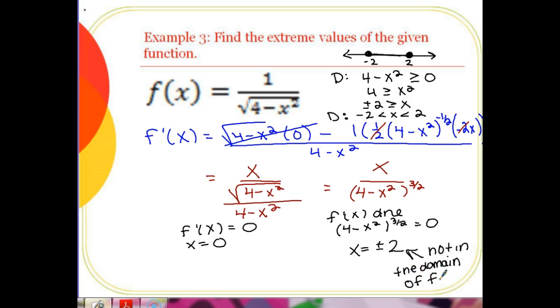If the critical points we get on the derivative are not in the domain of the original, they can't be critical points. If the critical points of the derivative are not in the domain of the original, they cannot be critical points. So that is why we have to be cautiously aware of the domain of the original. That's why I had us look at it. So therefore, x equals 0 is the only critical point.